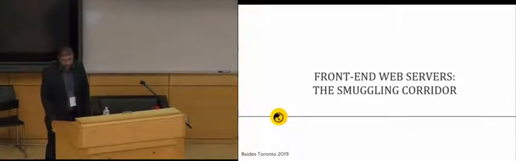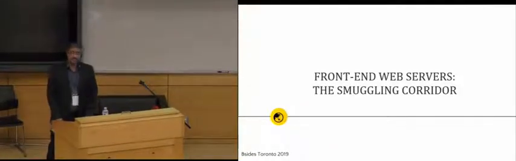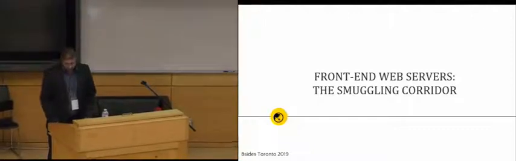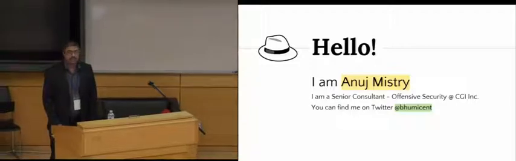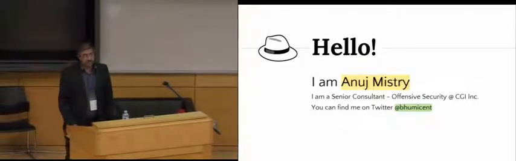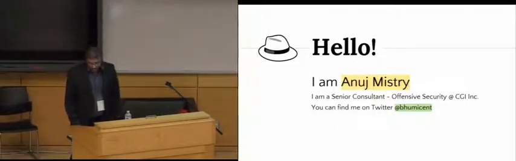All right, so I'm going to present about the front-end web servers. That's the smuggling corridor. A quick 20 seconds about me. My name is Anuj Mistry. I'm a senior consultant with CGI for offensive security, and that's my Twitter handle.